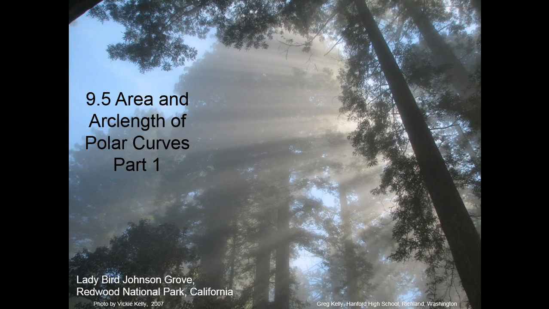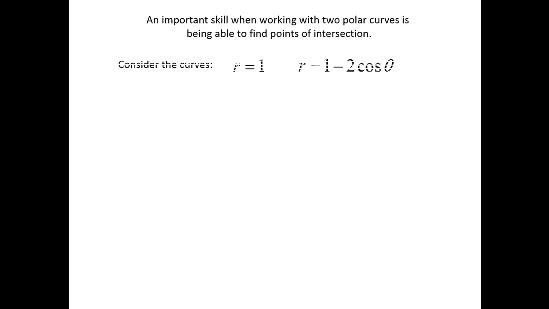Okay, so today we're going to start talking about polar and put some of the calculus concepts we know together with the polar topics we've been learning the last couple of days. One skill that's really important when you're working with two polar curves is being able to figure out where they intersect. So I want you to think about these two curves. We have the functions r equals 1 and r equals 1 minus 2 cosine theta.